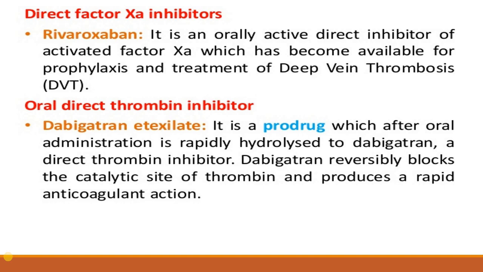Okay. Next is oral direct thrombin inhibitors: dabigatran etexilate. It is a prodrug which, after administration, is rapidly hydrolyzed to the direct thrombin inhibitor, dabigatran, which reversibly blocks the catalytic site of thrombin and produces rapid anticoagulant actions.